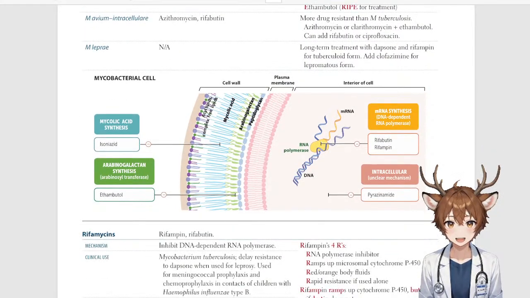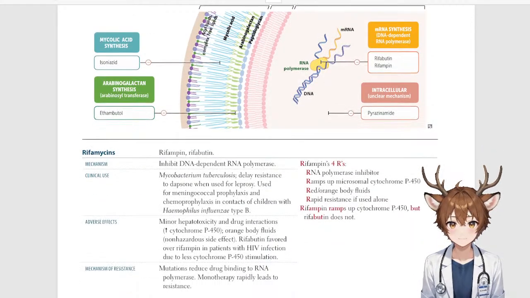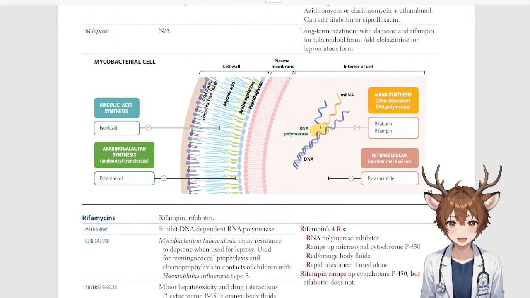So there's that chart again I was talking about. It's just describing the RIPE drugs, basically.